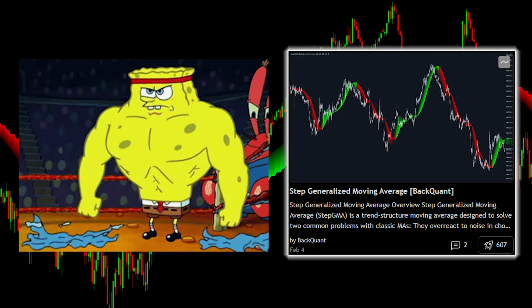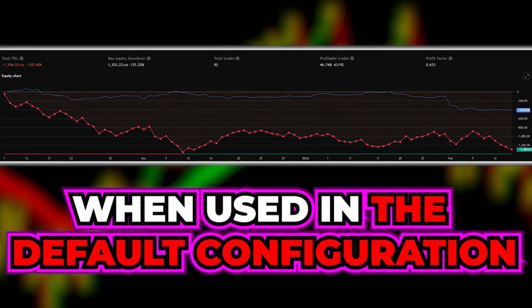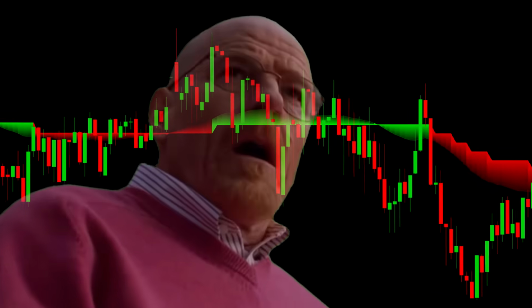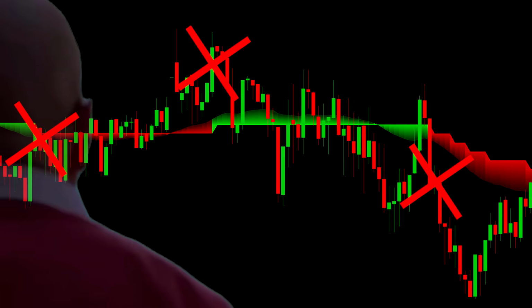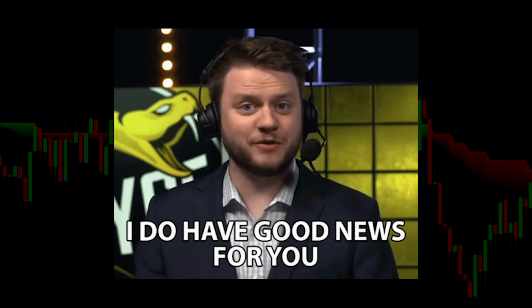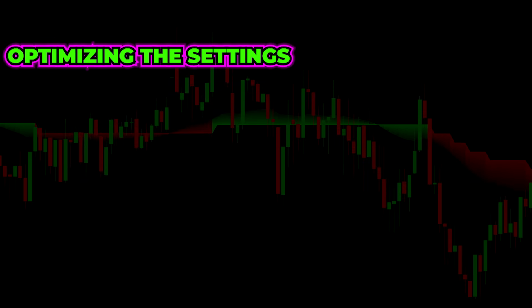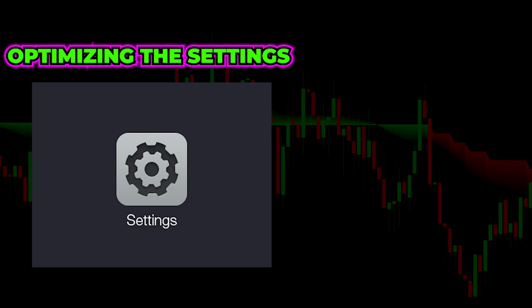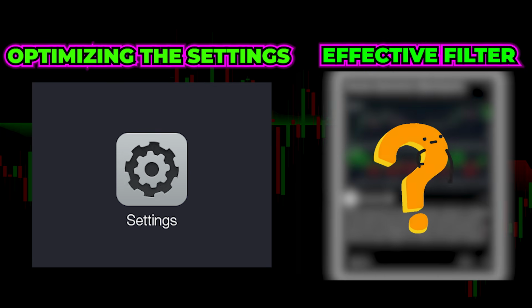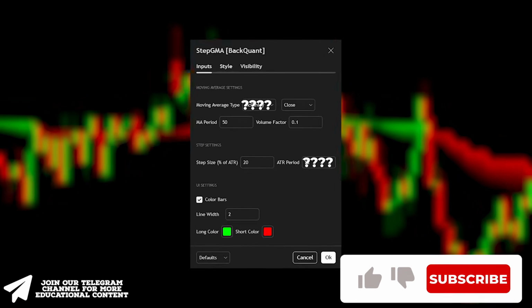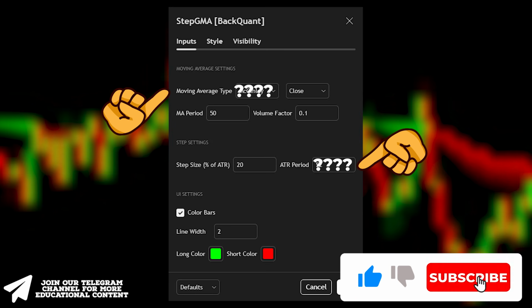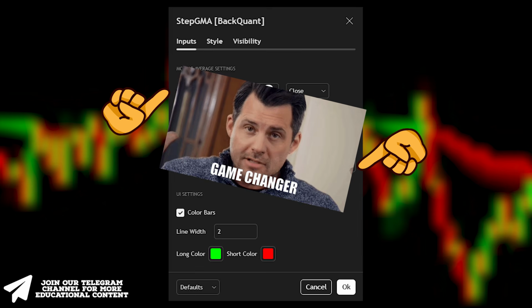Even a powerful indicator like this can struggle when used in the default configuration. Most of the weakness comes from choppy market conditions, which are often marked by a flood of false signals. The good news is that we can avoid most of them by optimizing the indicator settings and adding an effective filter. That said, open the Inputs menu. We'll adjust only two parameters, but they completely transform the setup.